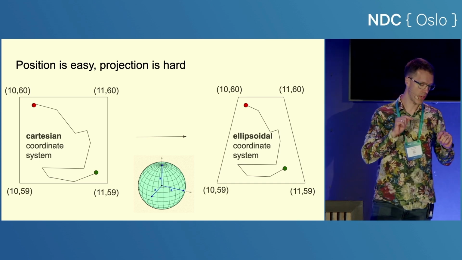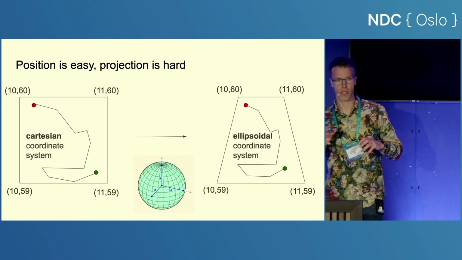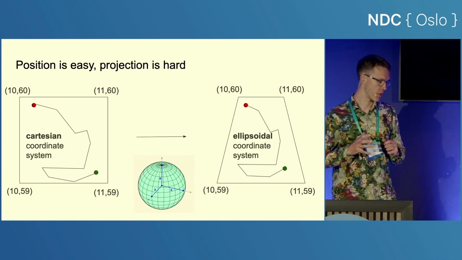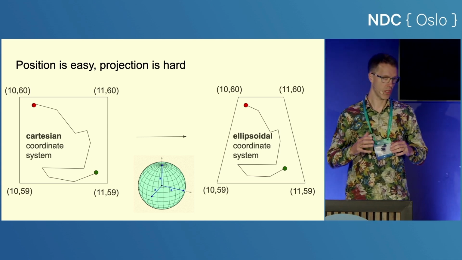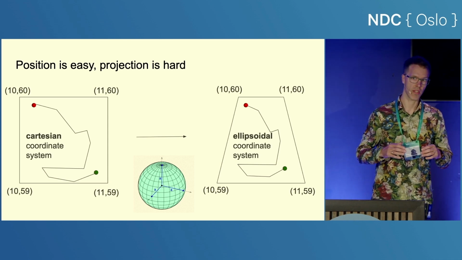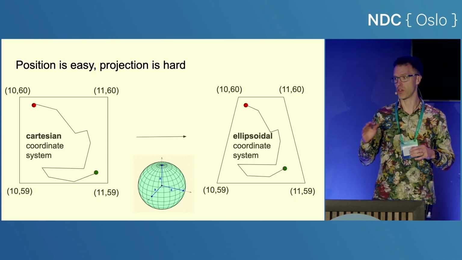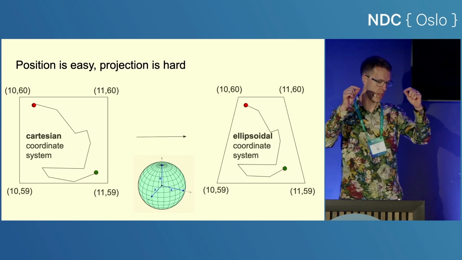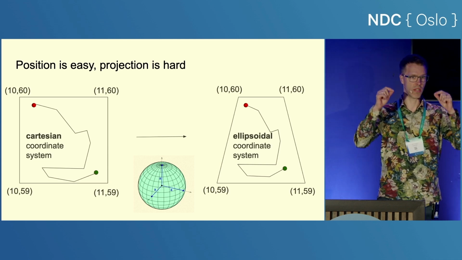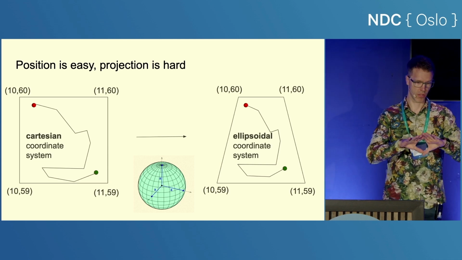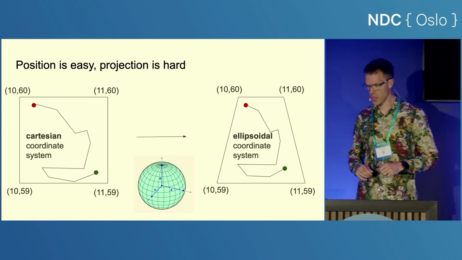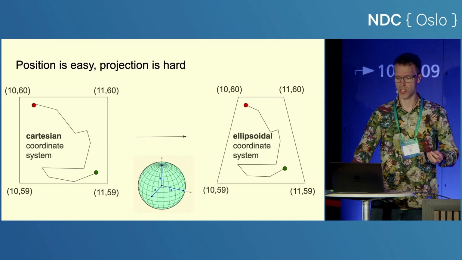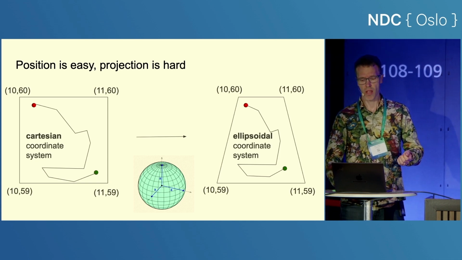Calculating the distance between the red and the green dot is easy in the Cartesian coordinate system. But in the real world, when you're dealing with maps, you deal with ellipsoidal coordinate systems. And then you have to consider the curvature of the Earth, and the distances on the top of the map is not the same as the distance on the bottom of the map, because it's flattened out, right? So to actually calculate distances, you probably have to have a PhD in mathematics or something.